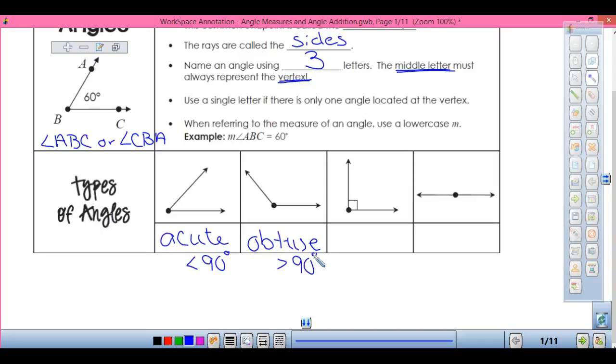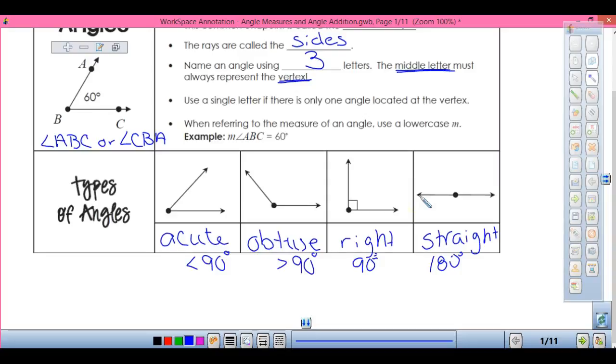It's a 90-degree angle, and we call it a right angle. And that's what that little box in there means, that it's a right angle or that it's 90 degrees. Okay? How about this guy? Anybody know how many degrees he is? He's 180 degrees. Anybody remember what it's called? It's called a straight angle, because it's a straight line.